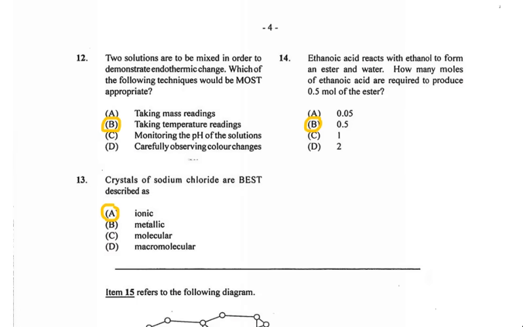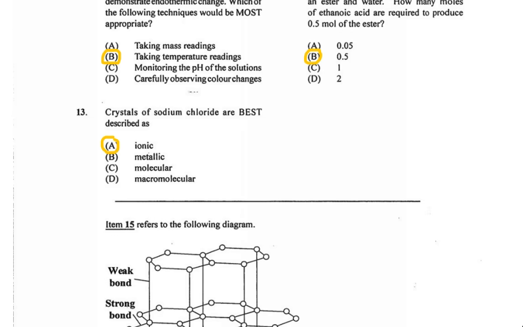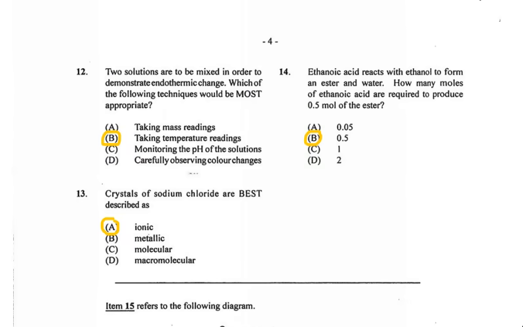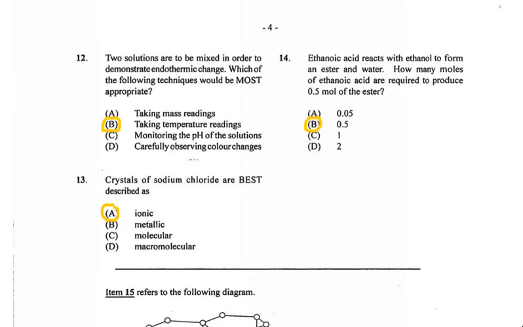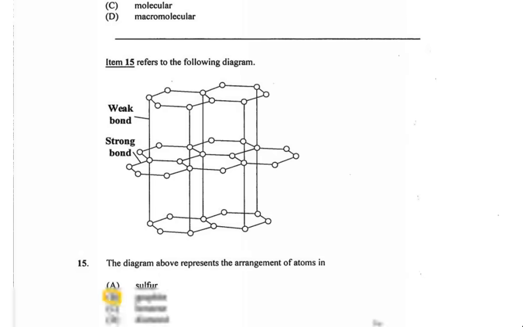All right, number 12, two solutions are mixed in order to demonstrate an endothermic change. Which of the following techniques would be most appropriate? And it would be taking temperature readings. This one is a repeat as well, guys. Number 13, crystals of sodium chloride are best described as ionic. All right, number 14, ethanoic acid reacts with ethanol to form ester and water. How many moles of ethanoic acid are required to produce 0.5 moles of ester? And it's 0.5. This one is a repeat as well, guys.